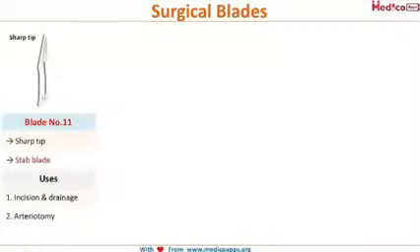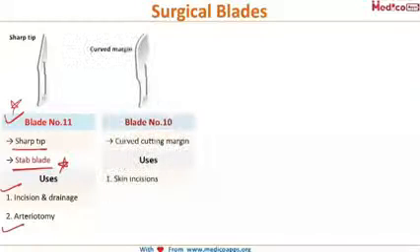Now, after that, let's discuss the various surgical blades which are available, and these have been asked in the exam also, and this blade number 11 has been asked in the latest PG exam. So, let's discuss blade number 11. This has a sharp tip and is known as a stab blade. As it has a sharp tip, it can be used for incision and drainage and also for arteriotomy. So this is blade number 11.